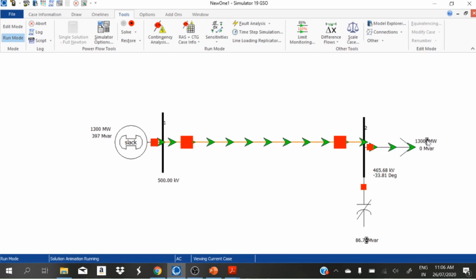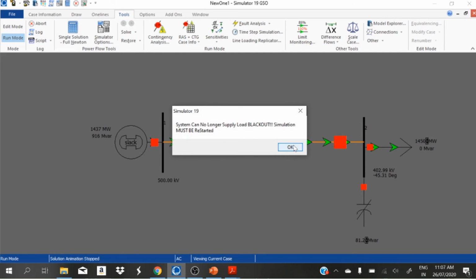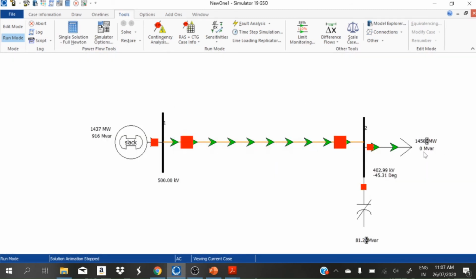Now for the increasing load, the voltage is decreasing. We can adjust the switched shunt capacitor to maintain the voltage nearer to 500 kilovolt. Here we cannot get exactly 500 for the increasing load, but it is nearer, and we can maintain 10 to 15% voltage regulation. For the increasing load, at the load of 1450, it reaches the steady state stability at the angle of 45.31.